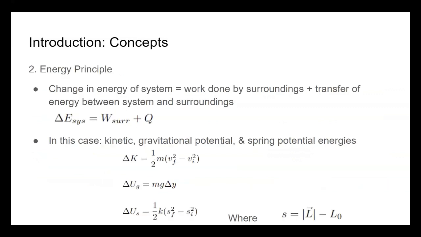We also, most importantly, are working with the energy principle, which says that the change in energy of a system is equal to the work done by the surroundings of the system plus the transfer of energy between system and surroundings. So in this case, heat, which is Q. Here we have three different energies that we're working with: kinetic, gravitational potential, and spring potential energies, and their formulas can be shown here.